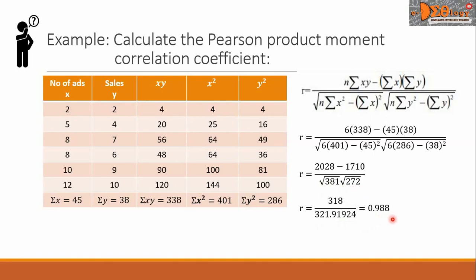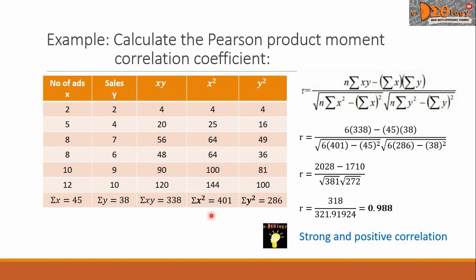We can see that the value of r is close to positive 1. So we interpret this as there is a strong and positive correlation between these two variables, which are the number of ads and the sales. This is the final answer.